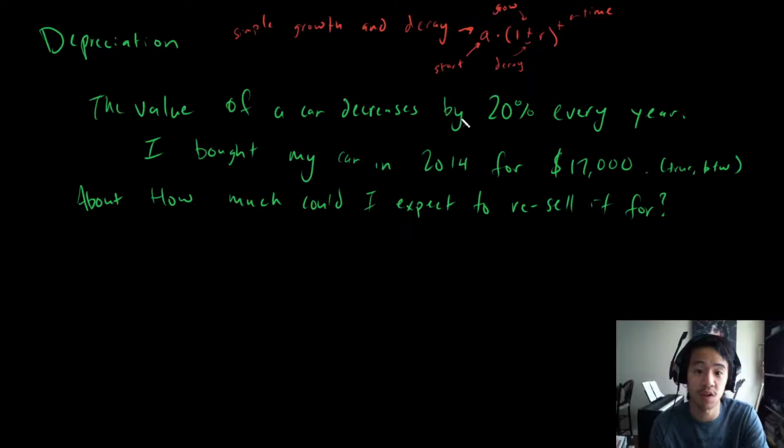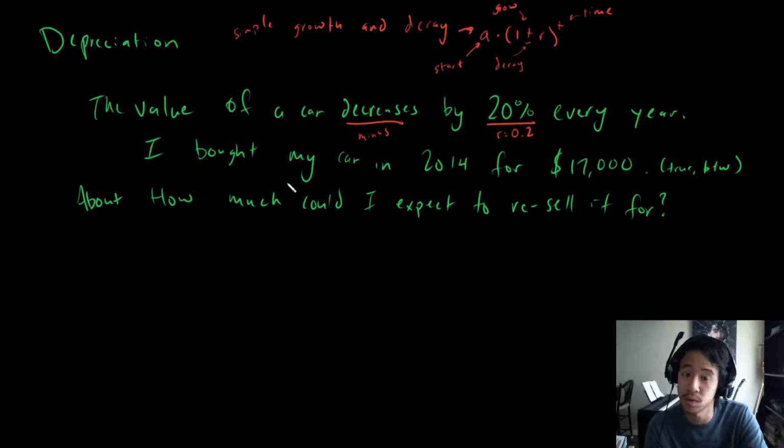The value of a car decreases by 20% every year. So decreases, this means we're going to use minus. By 20%, here's our rate. So our rate is 0.2. I bought my car, so that means it's the start, in 2014 for $17,000. This is true. So this is going to be our A. About how much could I expect to resell it for? So I want to know the price right now, after, let's say, 6 years. So if I were to resell it right now, what would I resell it for?